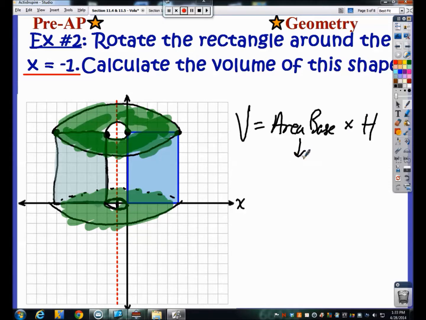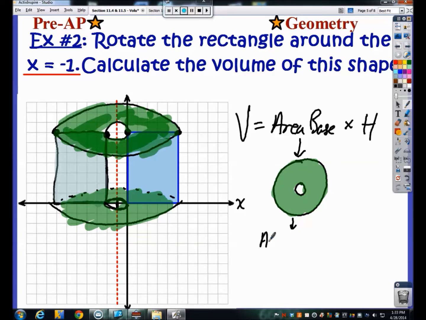Now my base, what does my base look like? It's not a full circle. It really looks like this. So I need to be able to find the area of this little tube. Not really tube, of this donut, I should say rather.